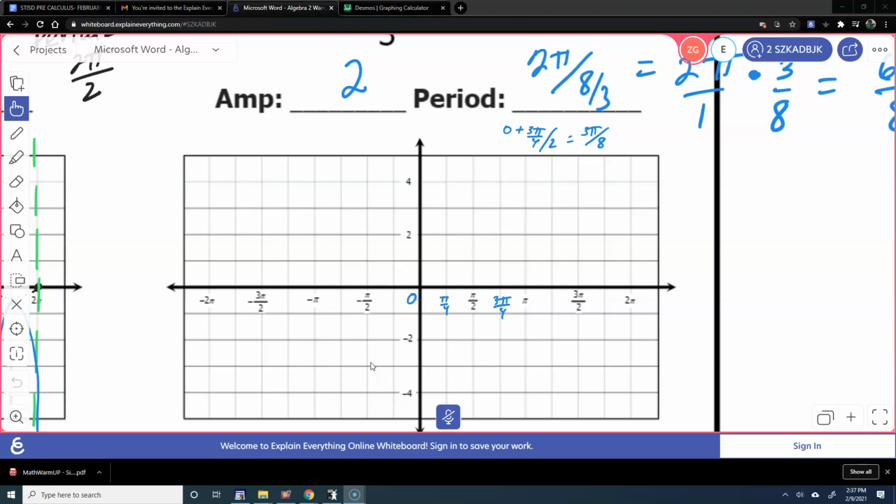So I have to break this into eighths. Here's an eighth, here's an eighth, here's an eighth. So at 3 pi over 8, I'm going to have a minimum of 2. At 0, I have a max at negative 2. And then at 3 pi over 4, I have a max of 2. So in between 0 and 3 pi over 4, this right here is 3 pi over 8.